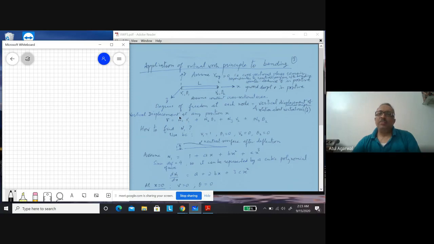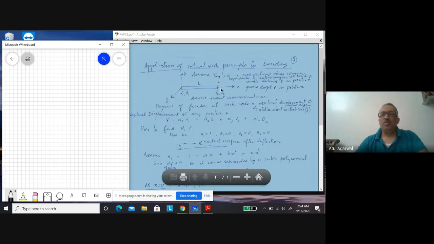So I will explain first how to find N1. For finding N1, we use boundary conditions. V1, the value of vertical displacement at node 1, is equal to 1. Rotation theta 1 is equal to 0. V2 is equal to 0 and theta 2 is equal to 0.